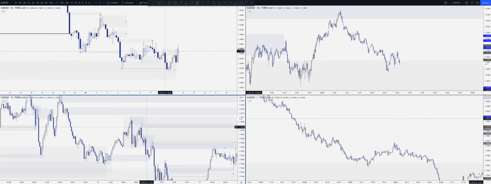Right, as we push down a little bit further, we had a little bit of a flip. So we came into this minor demand, reacted, and we pushed down, and then we came back in, and there was a nice clean M1 entry.